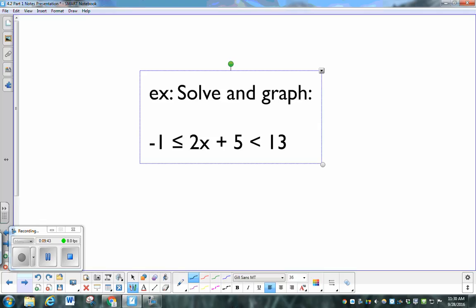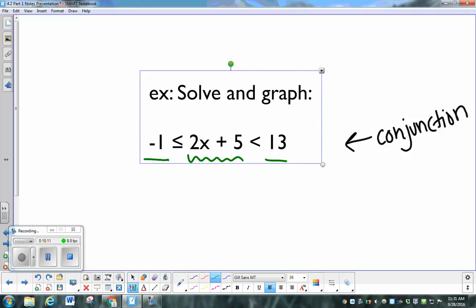All right, we're going to move on to some more complicated problems now. This is just another way of writing a conjunction or an intersection. Instead of using the word and, you can combine it and just use two inequality symbols. So this is saying that this quantity, 2x plus 5, has to be bigger than or equal to negative 1, and it has to also be less than 13. It's kind of in between those numbers. It has to satisfy both of those.